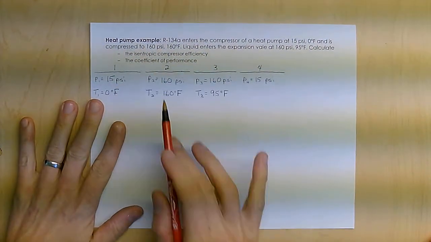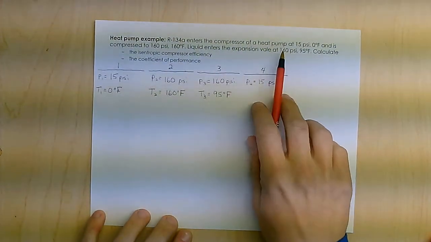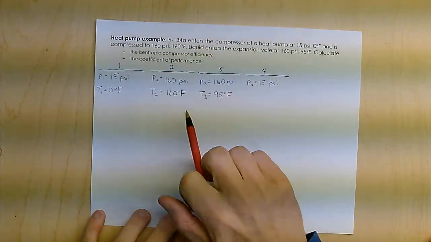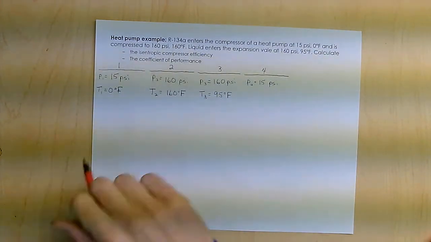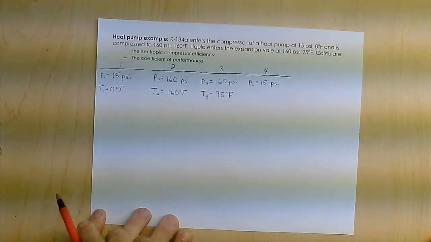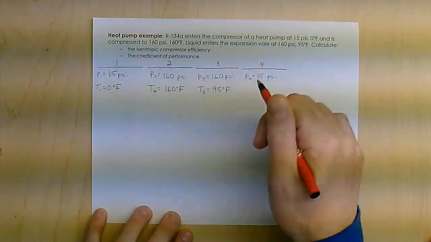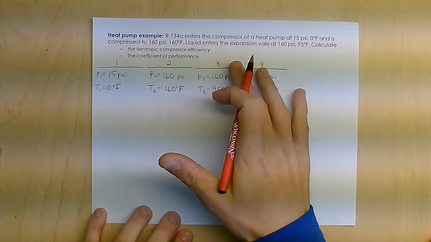Okay, so I got a heat pump here. 134A is the refrigerant. It enters the compressor at 15 psi and 0 degrees, is compressed to 160 psi and 160 degrees, and then I have liquid that enters the expansion valve, given that. So I want to figure out the isentropic efficiency of the compressor as well as the coefficient of performance, right?